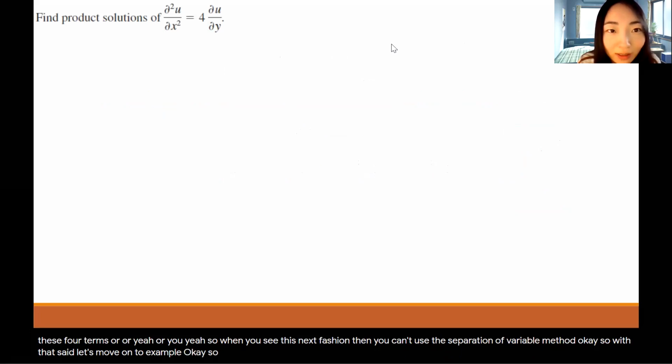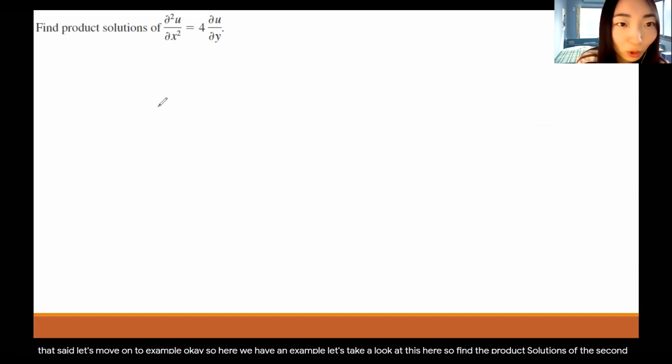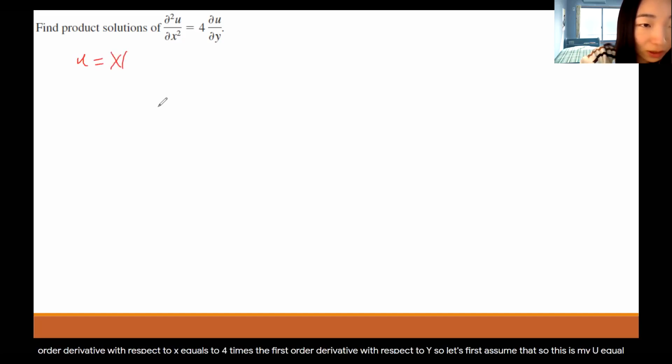Let's take a look at this question here. Find the product solutions of the second order derivative with respect to x equals 4 times the first order derivative with respect to y. So let's first assume that u equals X times Y. If you wanted to be very careful, this u is a function of x and y, so you can write it like this.